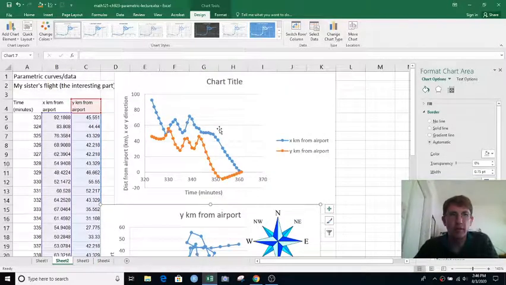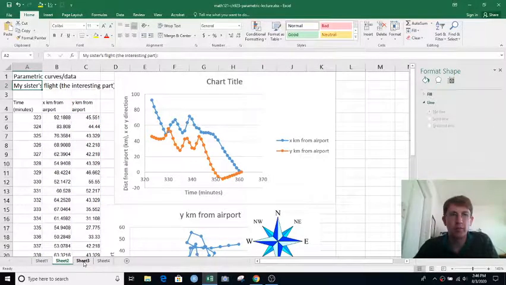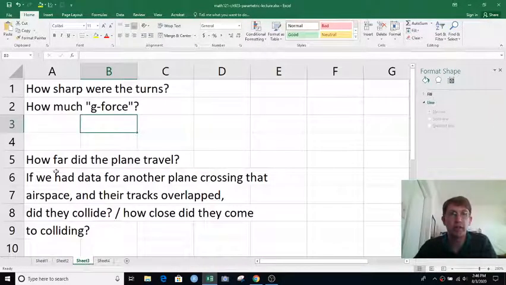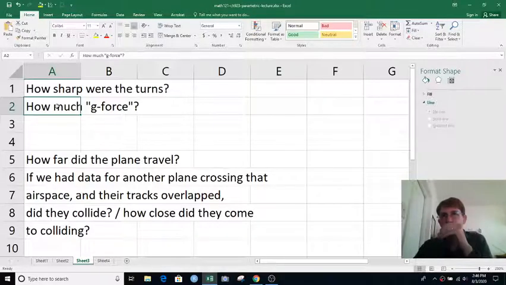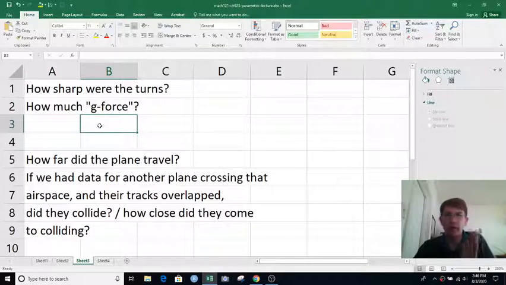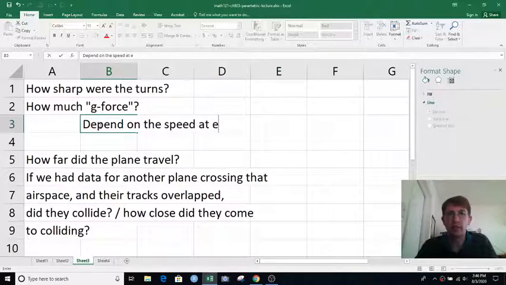So that's an introduction to parametric curves from a data set. Some other questions we could ask for this data set in particular. She said the turns were sharp. How sharp were they? How much g-force? Does knowing how quick of an angle it was determine how much g-force? Well, if you went around that same path but at a snail's pace, it would have a lot less g-force than if you were doing it at jet speeds, right? So this seems like it would depend on the speed at each point in time.